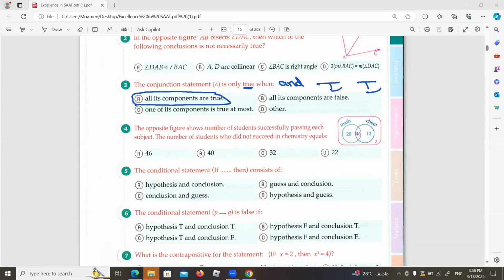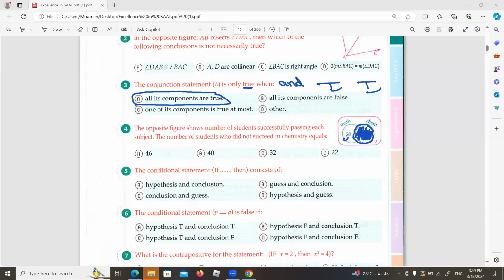Okay, number four. The opposite figure shows the number of students successfully passing each subject. The number of the students who didn't succeed in chemistry. So I remove all the succeeded students in chemistry, it means in this circle. In this circle all these succeeded, so I remove them. I need those who did not succeed.